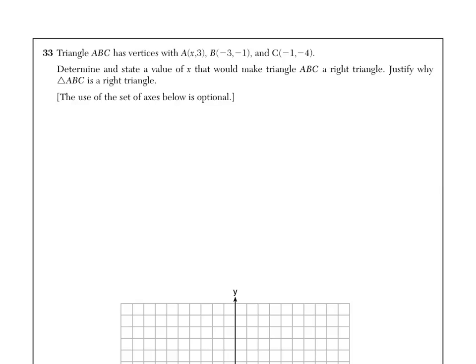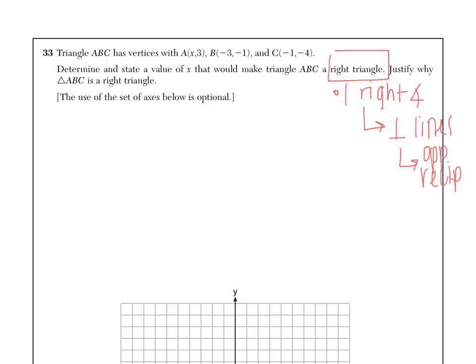Number 33 says triangle ABC has vertices A, which is at (x, 3), B, and C. Determine and state a value of x that would make triangle ABC a right triangle. Justify why the triangle is a right triangle. Now, in order to be right, there must be one right angle. In order to get a right angle, we must have perpendicular lines. But in order to get perpendicular lines, we must have opposite reciprocal slopes. Opposite reciprocals are things like 3 over 2 and negative 2 over 3, where you flip and negate.